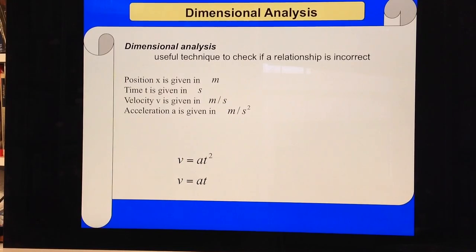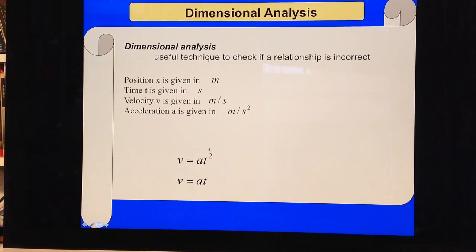Okay, and I'm going to tell you, you have no clue where these equations came from, and you don't know which one is right, but we want to find out which one of these 2 could be right. And we are going to compare the units on the left with the units on the right. V here stands for velocity, and velocity is given this unit, meters per second.